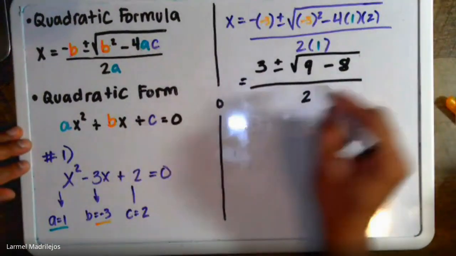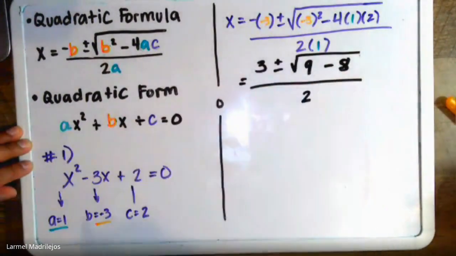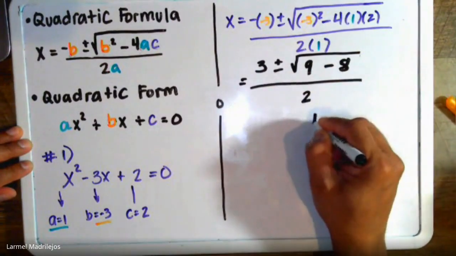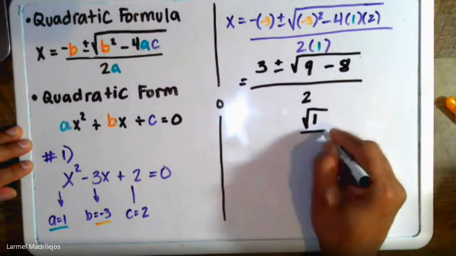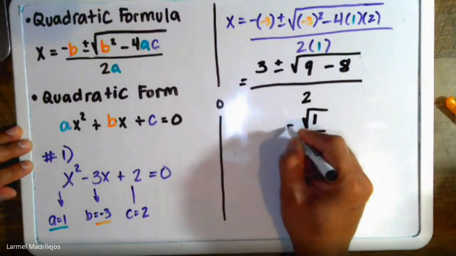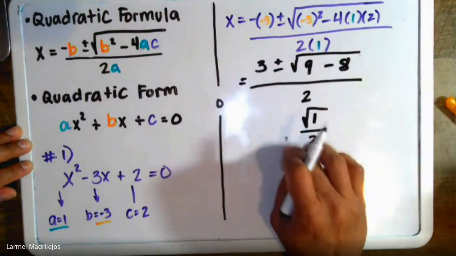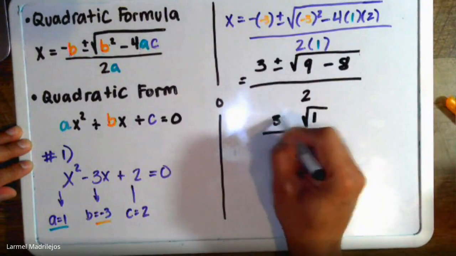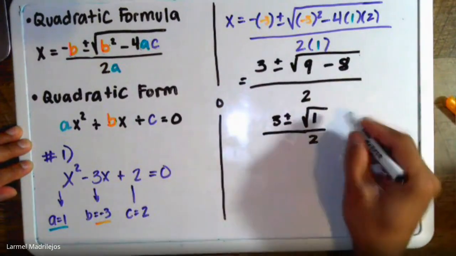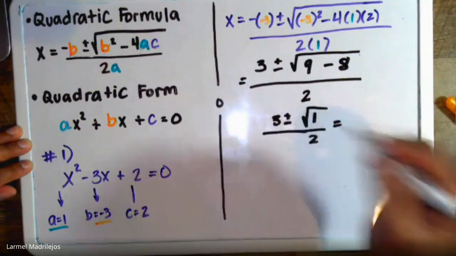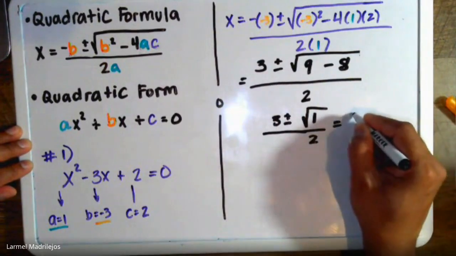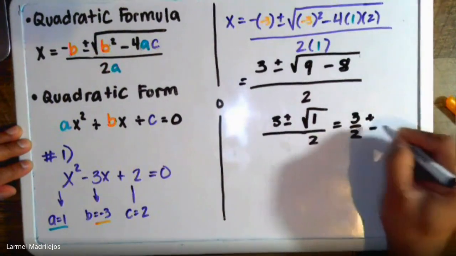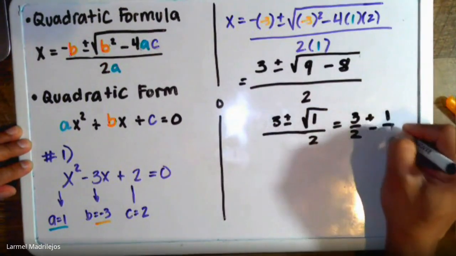The next thing I need to do is solve whatever is inside the square root. 9 minus 8 is equal to 1. The square root of 1, over 2. And then this is 3 plus and minus. The square root of 1 is 1. So my answer here will be 3 over 2 plus and minus 1/2.